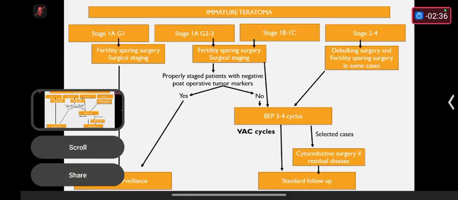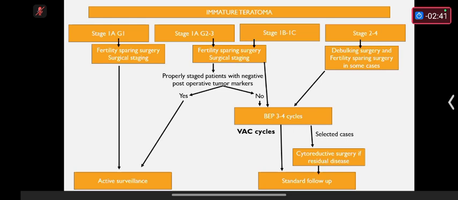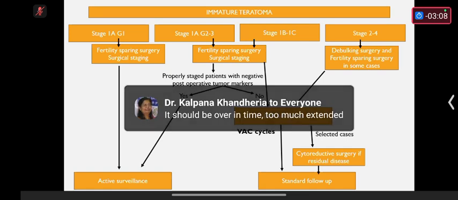So for the immature teratoma, for the lower grade tumors and stage 1A, you can go in for fertility sparing surgery with active surveillance. Stage 1A, grade 2 and 3, fertility sparing surgery and surgical staging is required. Stage 1B, 1C, and the higher grades will need debulking surgery. And in some very selective cases, after proper counseling, you can offer them fertility sparing surgery. But then, after they have completed their family, you may have to do the full definitive treatment.